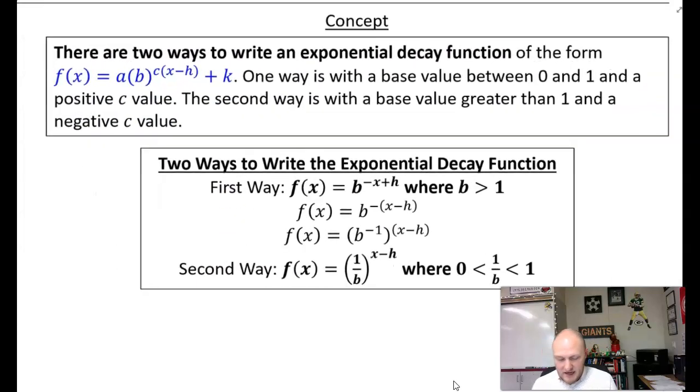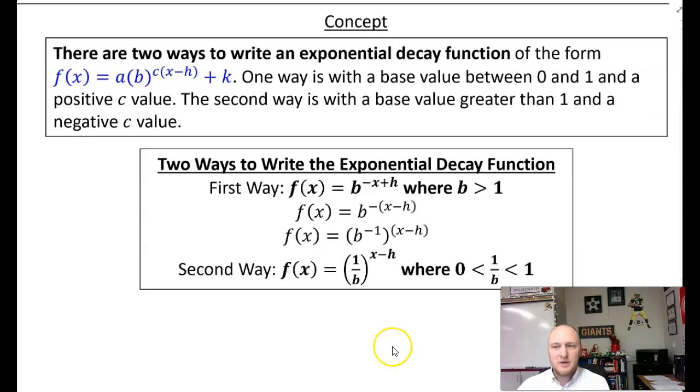So what we're going to go ahead and look at today are exponential decay functions of the form that we just talked about. Now, one way to write this is with a base value between 0 and 1. And this is what we'll first see. We have a base of 1/2. And then the second way is with a base value greater than 1, but our c value is negative. We're going to use a negative exponent property that will allow us to graph with a horizontal reflection, okay? Similar to what I talked about in the prior knowledge.